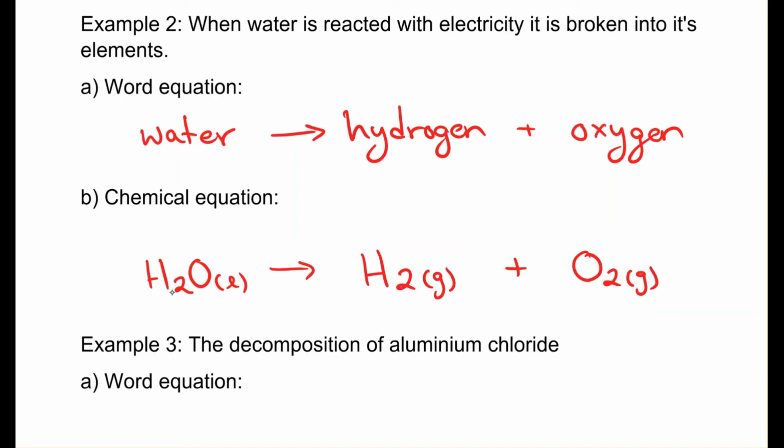Let's do this. H's are more complicated than O's, but we've got two of them and two of them, so we're fine. One O and two O's, so we need two of those. Now we've got 4 hydrogens, so we need 4 here, so we'll put a 2 here. Boom. That's what I'm talking about.